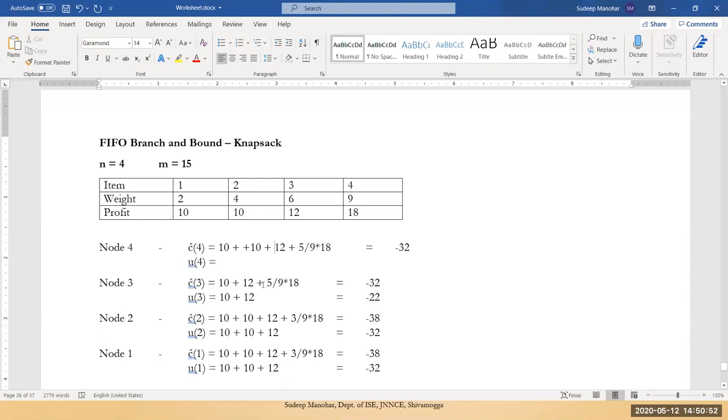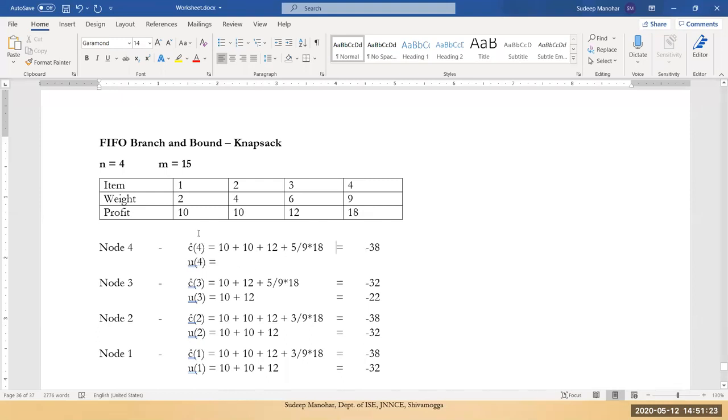Did I make any mistake here? Yes, there is a mistake. I left one more 10 here. Sorry, it was correct. So 10 plus 10 plus 12 plus 5 by 9 into 18. Okay, you will get minus 38 for this.